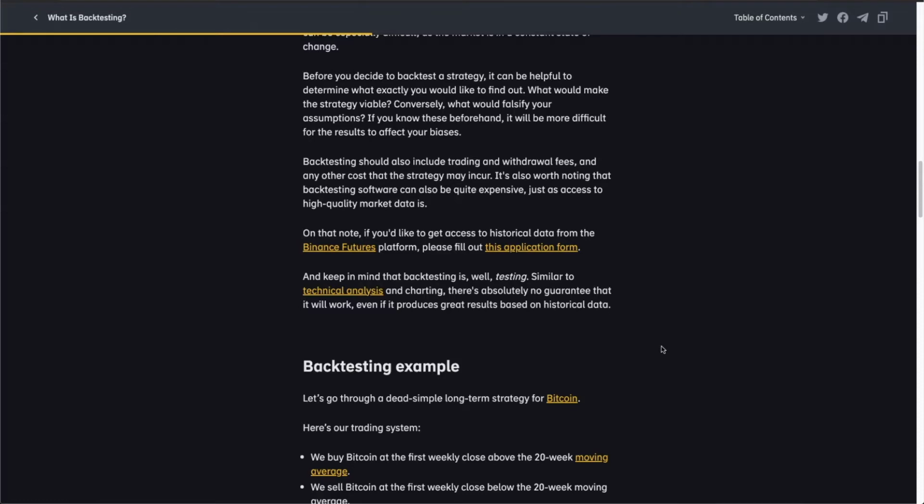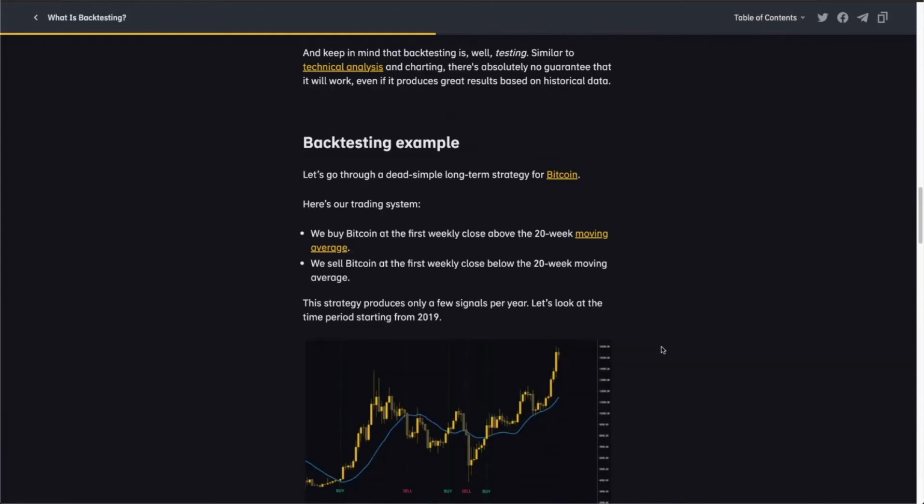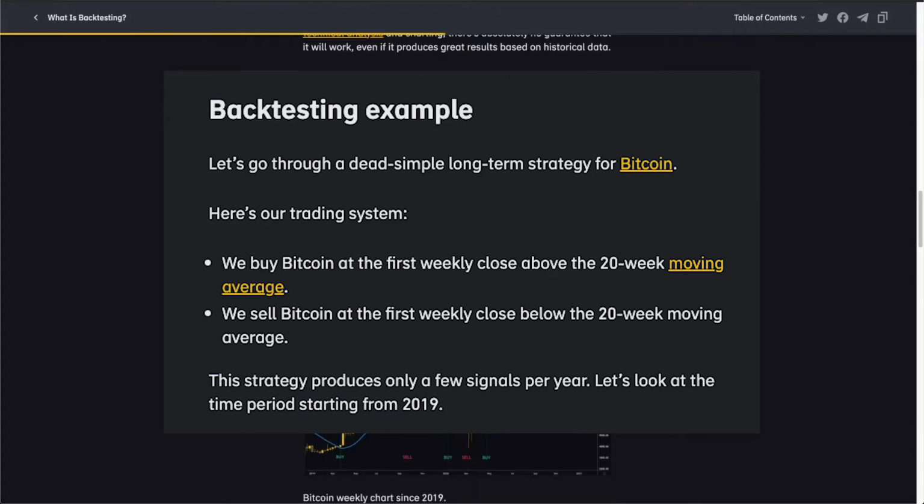All right, so let's run through a very simple example so you can get an idea of what backtesting is so you can implement it when you create and develop your own strategy. Okay, so here is the trading system for this example. Say we buy Bitcoin at the first weekly close above the 20-week moving average. We sell Bitcoin at the first weekly close below the 20-week moving average. Now, this strategy produces only a few signals per year. Let's look at the time period starting from 2019.